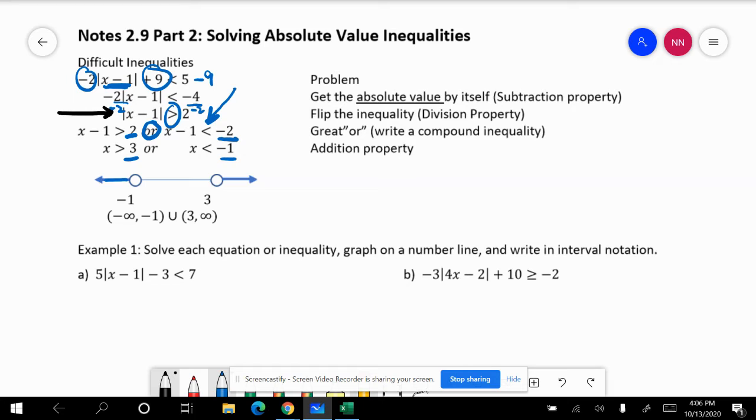OR statements are always going opposite directions. We always put our least number first and our greatest number second. Now, when we're writing our interval, it's going to -infinity, it's going to +infinity. -infinity to -1, and then 3 to infinity. And that's how we're writing in interval notation. So we're going to be doing three things: solving it, graphing it, writing it in interval notation.